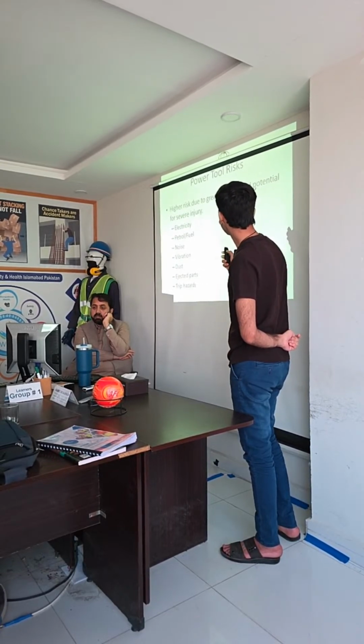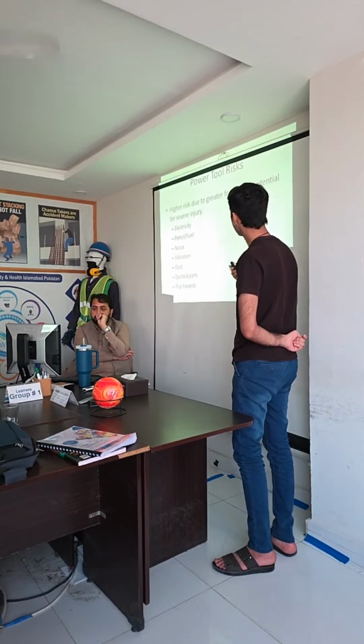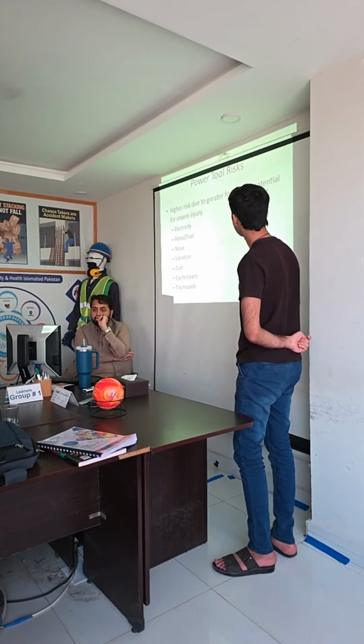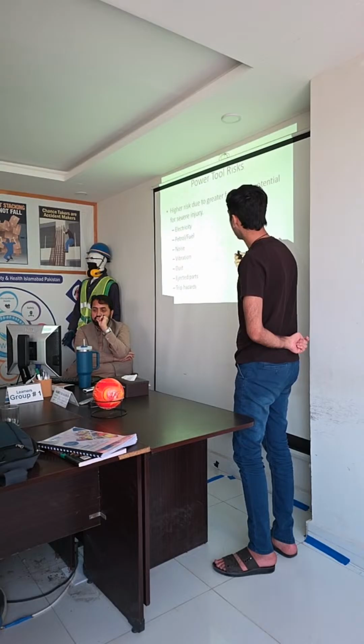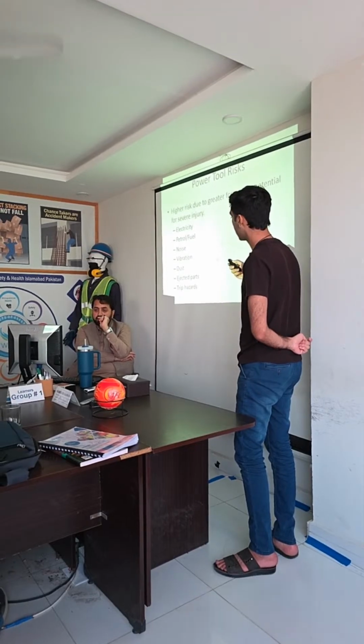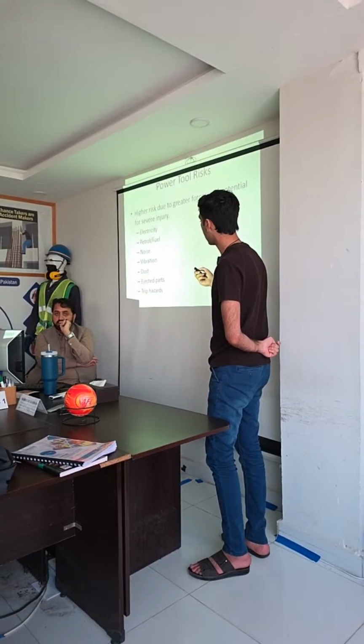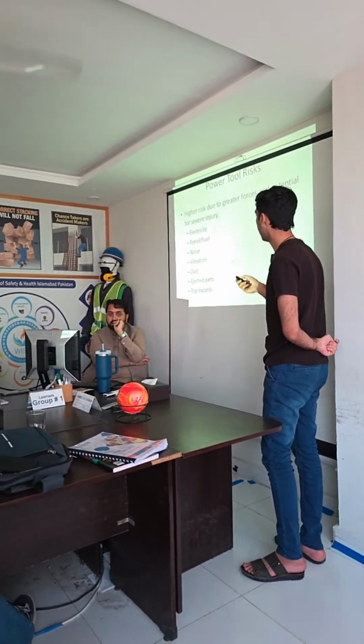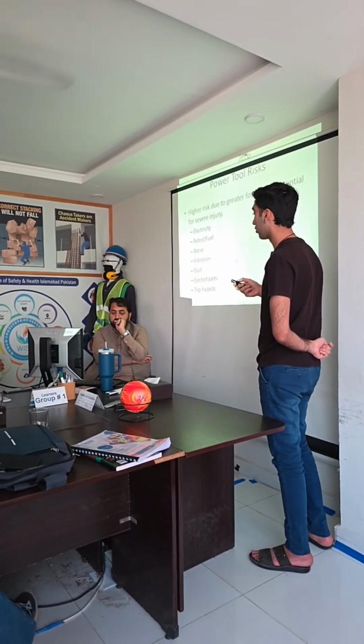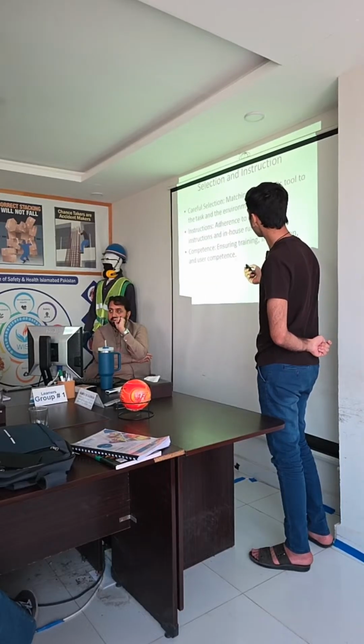Then there's power tool risk. Higher risks due to greater forces and potential of severe injury. It's because most of them work on electricity or petrol or fuel. They produce extra noise and vibrations. They produce extra dust and ejected parts as well, and trip hazards as well. Like in a grinder, if it trips, it can hurt.